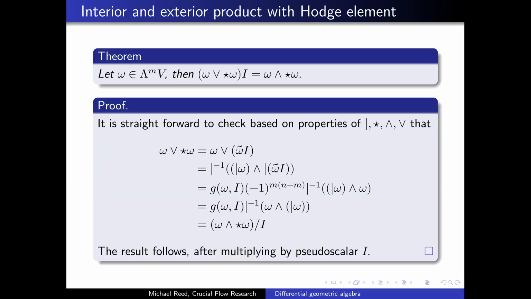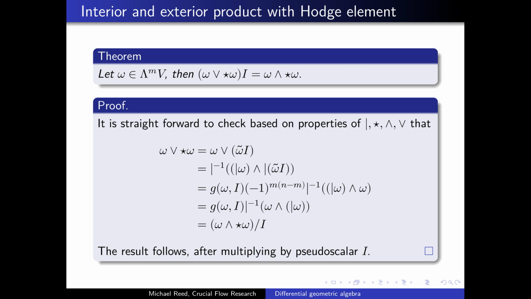Now let's take another look at an example of a theorem which is the interior and exterior product with the Hodge element. If we let omega be a grade M element, then the regressive product of omega and the Hodge complement of omega, all times the pseudoscalar I, is equal to the exterior product of omega and the Hodge complement of omega. This is a fundamental observation that's important and that you find in some way or form in some places.